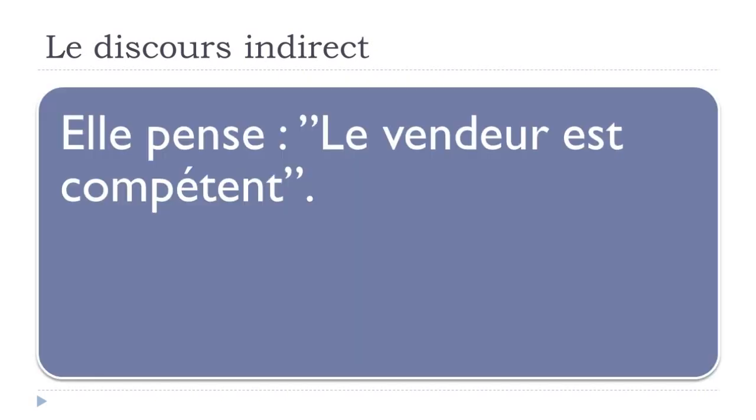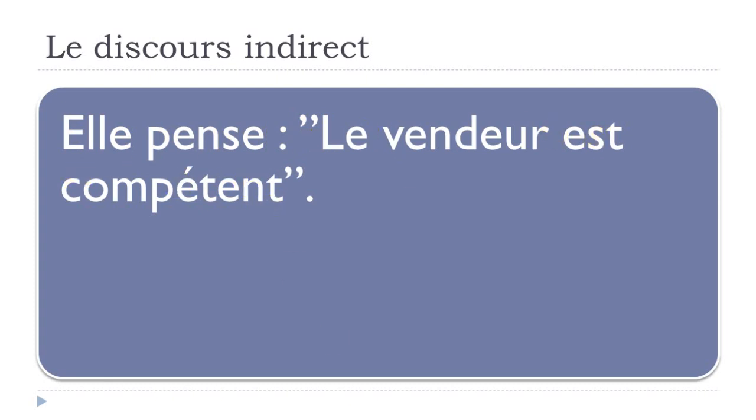And it's quite interesting because I wanted to put simple sentences here. Elle pense, penser is to think. Le vendeur est compétent, okay? Le vendeur, the seller, is compétent, competent. So of course it's possible to use a sentence like that, you know, elle pense, and then you put deux points and ouvrez les guillemets, le vendeur est compétent.